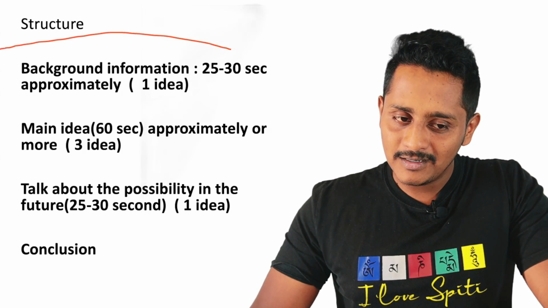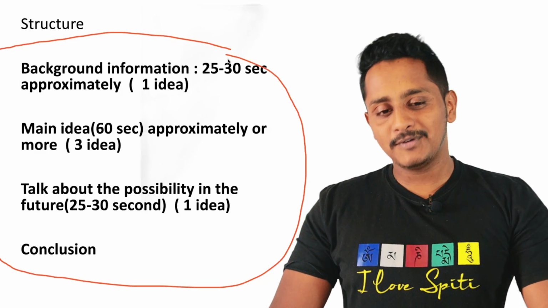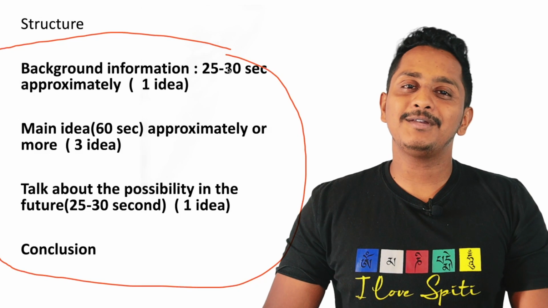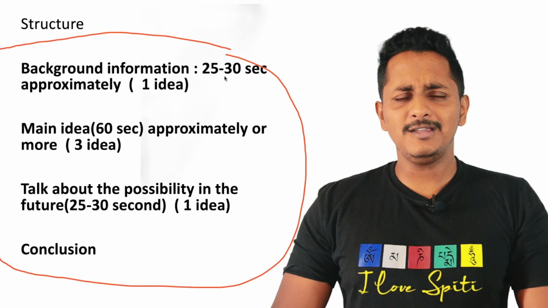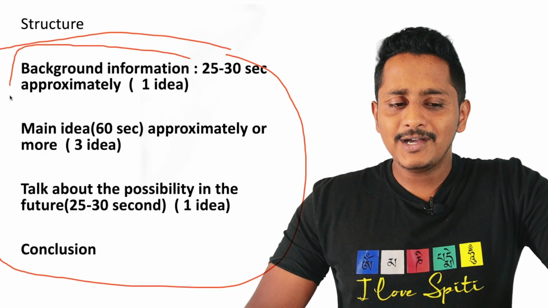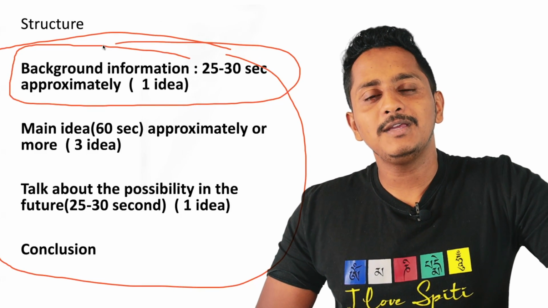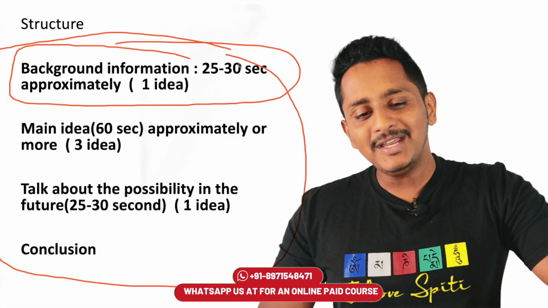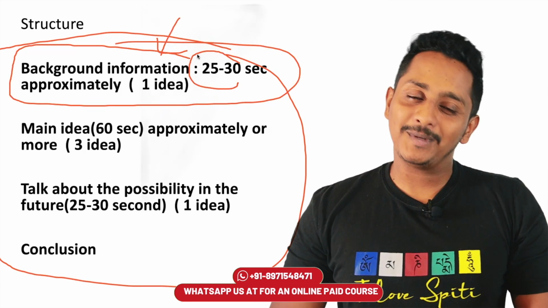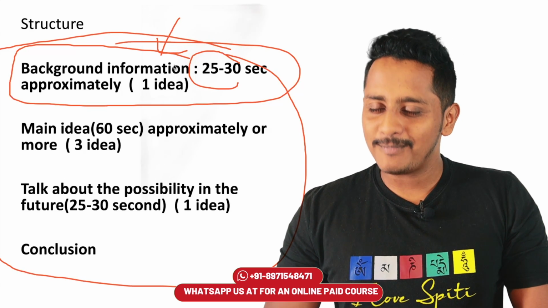So, the structure, the template that I have given you on the screen, helps you get your grammar marks straight away if you clearly, religiously follow it. Correct? Background information is what you speak for 25 to 30 seconds, which is what you usually speak in part 1. So, put the part 1 template inside that and speak. We will see what background information means.